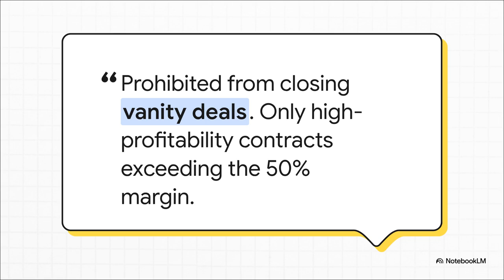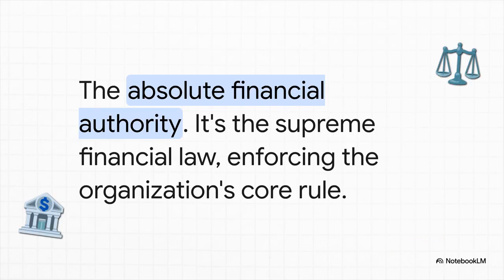The Hunter is literally programmed to ignore what it calls vanity deals, deals that look good but don't make much money. Its code only permits it to chase contracts that meet a super strict profitability rule. And who enforces that rule? Meet the Treasurer. This isn't just a bookkeeper AI, it's the absolute financial authority.